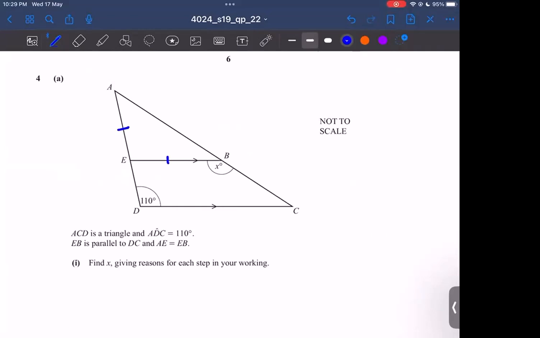Okay, let's say I'm saying AEB is also 110. I'm saying this angle AEB is 110. So they are asking me why. So I'm first going to write AEB is 110. Why? Because these are corresponding angles.